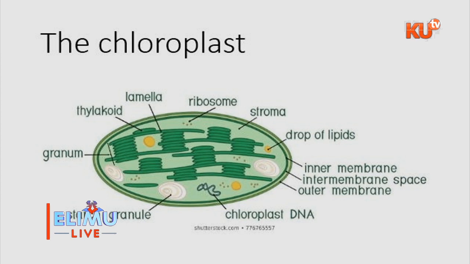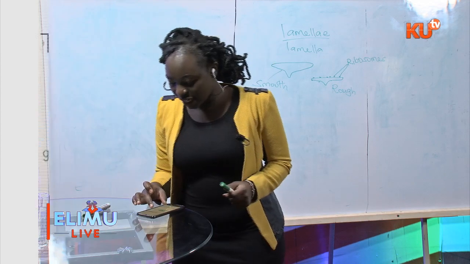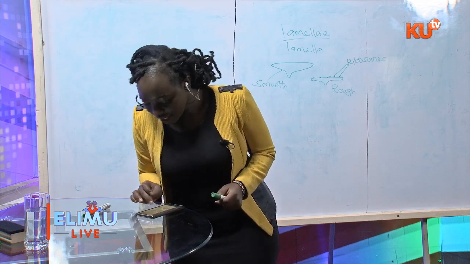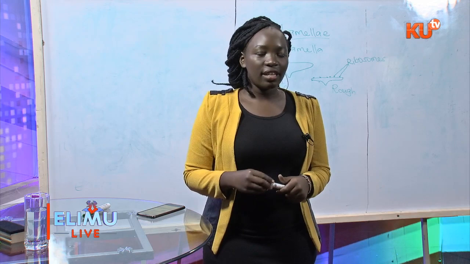So just to note it, the chloroplast is the green structure that traps light and helps in the manufacturing of food in plants. Thank you. I'm going to the next question in our next slide.